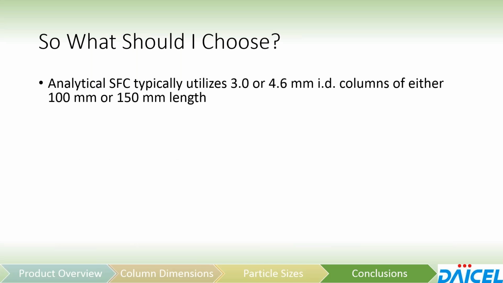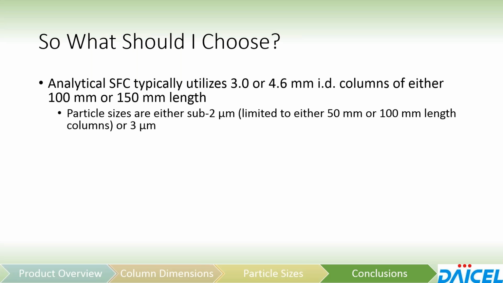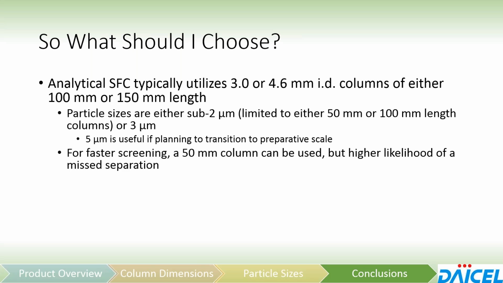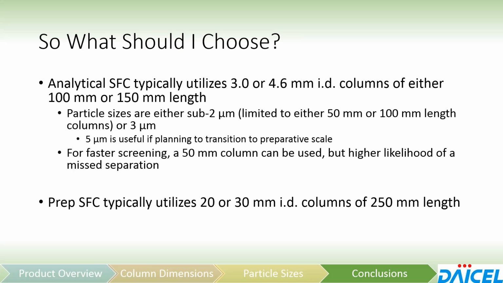For SFC, for analytical SFC, typically you're utilizing either a 3 or a 4.6 millimeter ID column of either 100 millimeter or 150 millimeter length. Again, that doesn't mean that you can't use a 250, but generally speaking, most people are screening, especially with 100 or 150 millimeter length. Particle sizes are the same, either sub 2 micron or 3 micron, and 5 micron if you're planning on doing any preparative scale work. For faster screening, you can, again, get away with a 50 millimeter length, but you might miss a separation possibly.